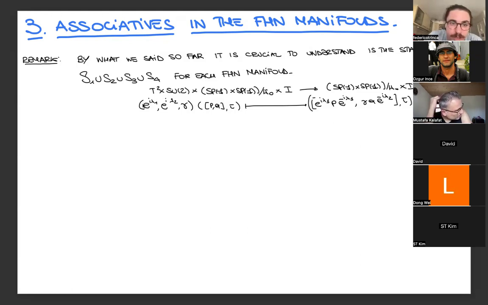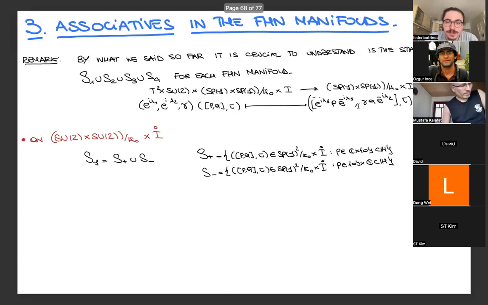So we have a T2 acting on, so e to the i lambda 1 acts on the left on the first factor of SP1, and e to the i lambda 2 acts on the right on the first and second factor of SP1, and gamma, which is an element of SU2, acts on the left on the second factor. And from this, you can essentially sit down and understand what are the stabilizers of these groups.